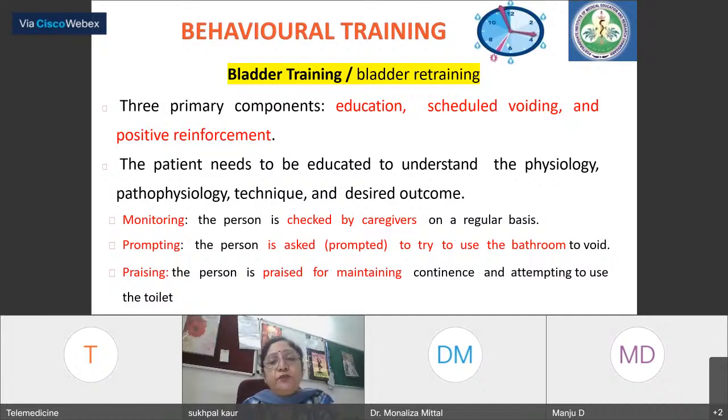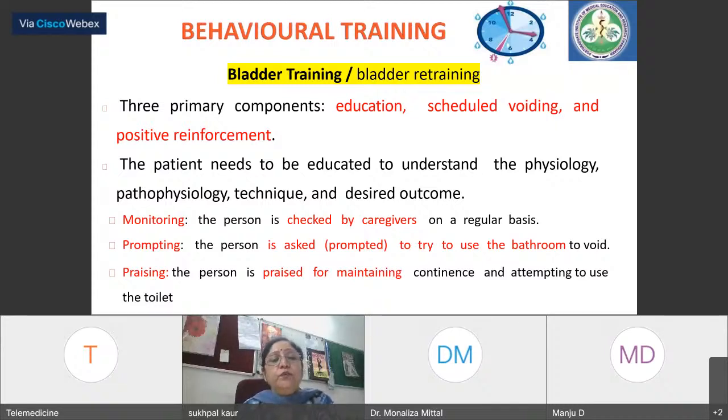So the patients need to be educated to understand the physiology, pathophysiology, technique, and desired outcome. Definitely here, the inclusion criterion is that the patient should be able to understand a little bit about all these parameters. So we need to monitor the person. The person is checked by caregivers on a regular basis, after every 2 hours or 1.5 hours, depending upon the voiding frequency. Then prompting, asking the person to try to use the bathroom to void, and praising the person for maintaining continence and attempting to use the toilet.